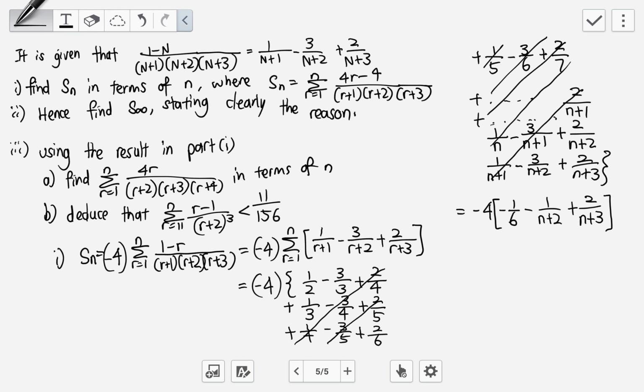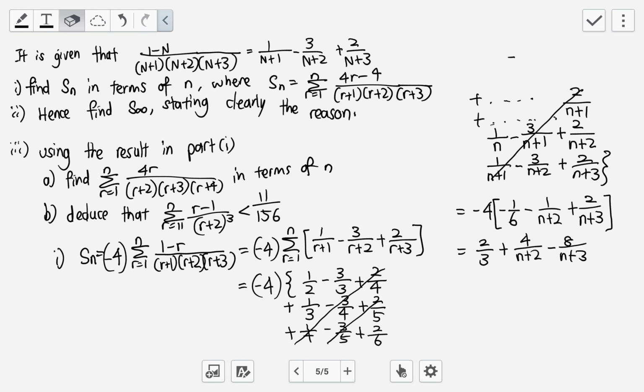So we have it here equals 4 over 6, which is just 2/3, then plus 4 over m plus 2 minus 8 over m plus 3. Be very careful with working, especially since just one mistake and you get the answer wrong. So we have this. I will just write this answer over here.